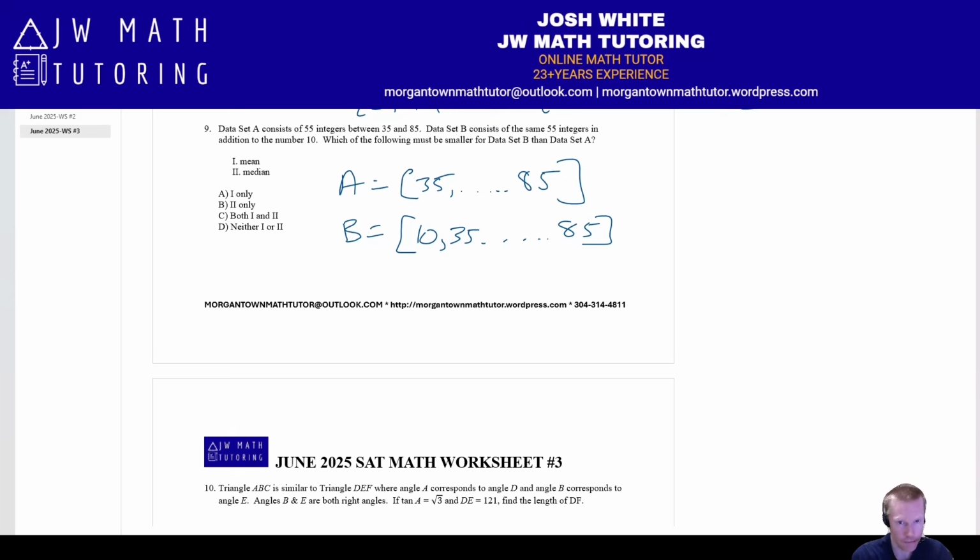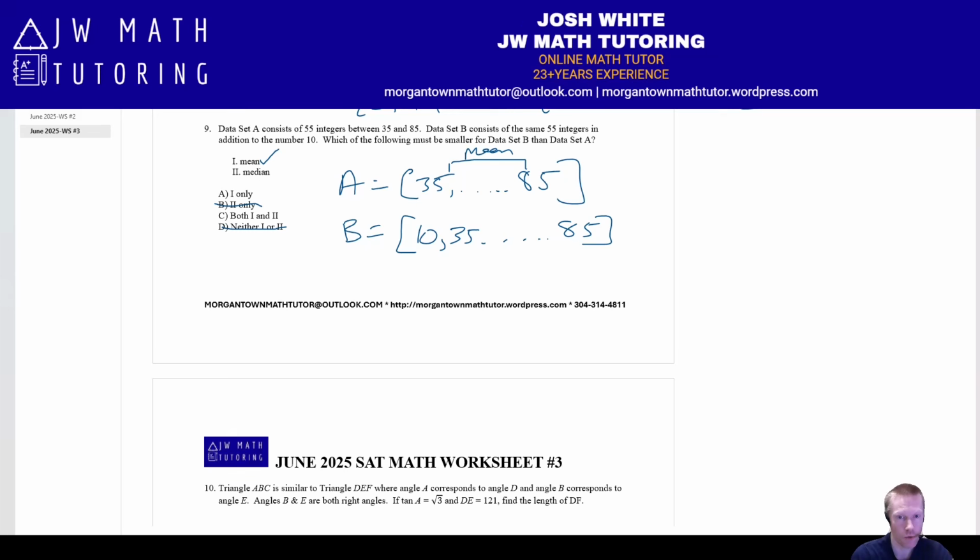So if you look at the mean, data set A is going to have some mean somewhere between 35 and 85. We don't know exactly what it's going to be, but we know it's going to be between those two numbers. Then for B, when you take 10 and you add that, that's going to pull the mean down. It's going to cause the average to decrease because you're adding a value which is lower than the existing mean. So the mean for dataset B is going to be less than the mean for dataset A. So 1 for sure is true. So we can get rid of this, and we can get rid of this. The question is now, what about the median value?